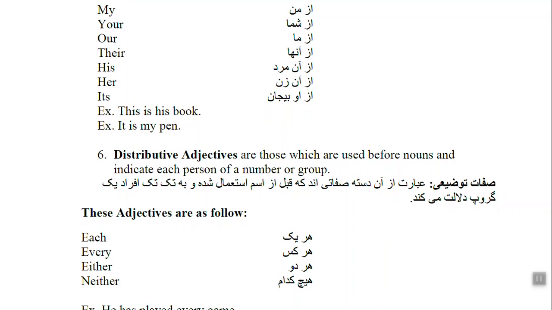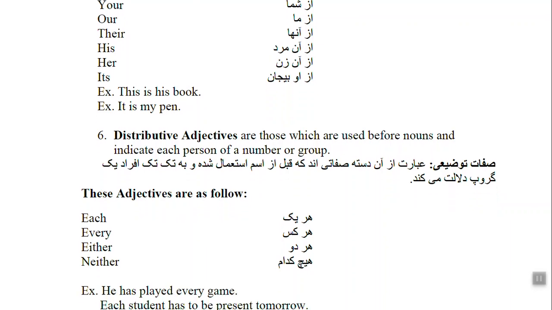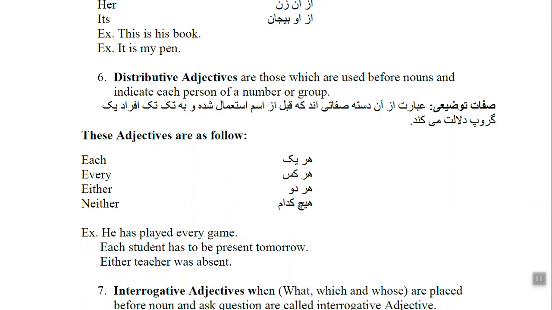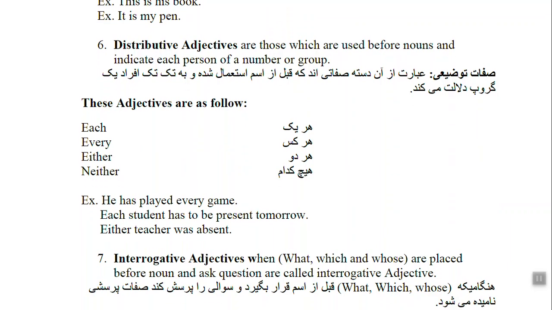For example, he has played every game in life. He has played every game in his life. Or you can say each student has to be present tomorrow. Each student has to be present tomorrow. Or you can say you can study either books. Either teacher was absent. Or you can study either book.